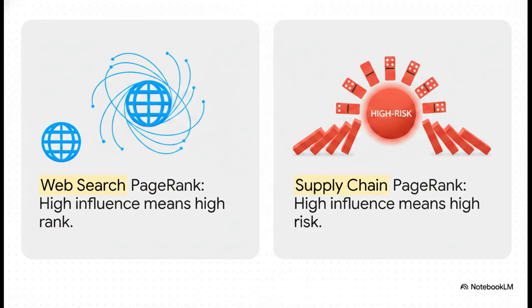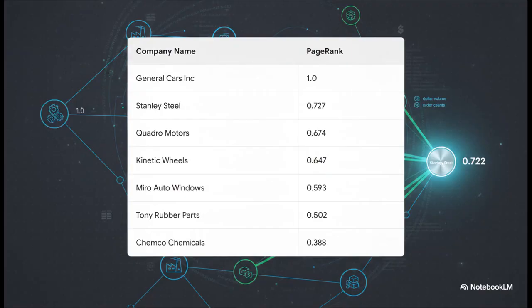An entity with a high PageRank score represents an enormous risk, because if it fails, it's going to devastate that vast network of suppliers feeding into it. So we execute a Cypher projection factoring in those relationship weights, like dollar volume and order counts, and then we run the PageRank algorithm. The results are normalized on a clean scale of 0 to 1.